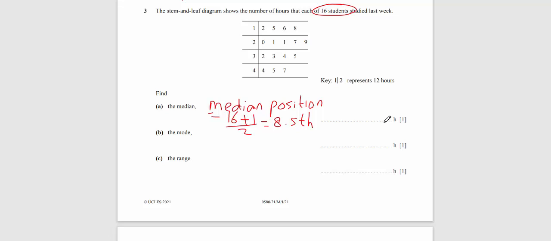But we cannot get a number at the 8.5. So if we have 8.5, we know the position will be in the middle of the 8 and the 9 position. So we know the median is between the 8 and the 9 position. If we try to see where the 8 position is, this is 1, 2, 3, 4, 5, 6, 7, and then the 8 position is the number 27. And then the 9 position is 29.